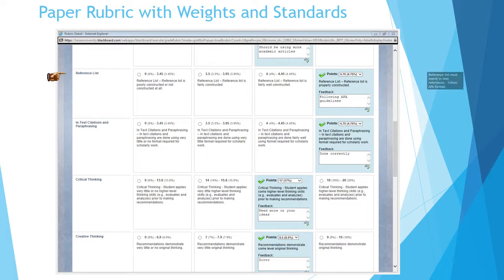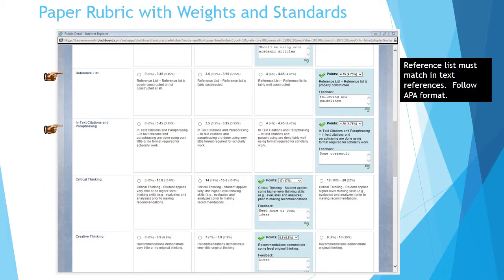The next category is in-text citations and paraphrasing. You'll be taking information out of these articles and out of these books and then putting it in your paper. There's a correct and many incorrect ways to do this. You need to do it in the correct manner.